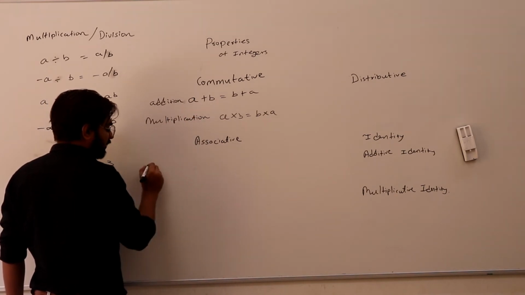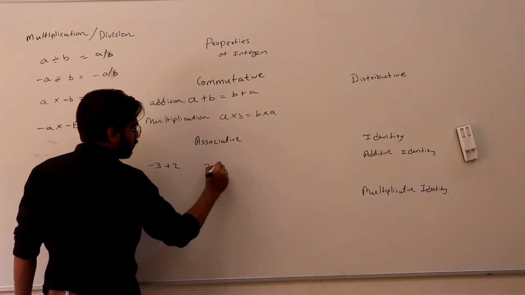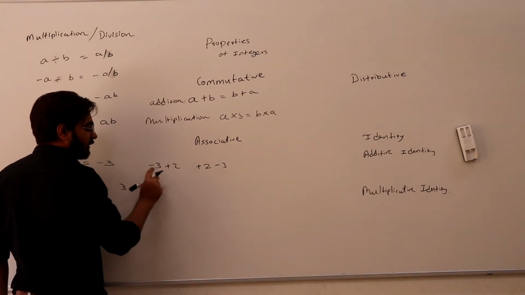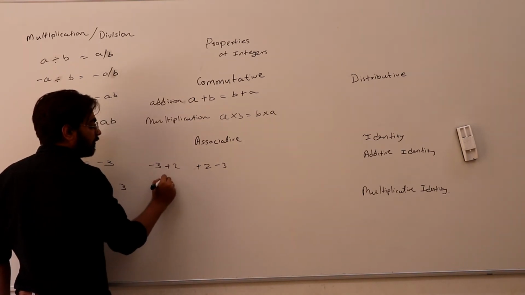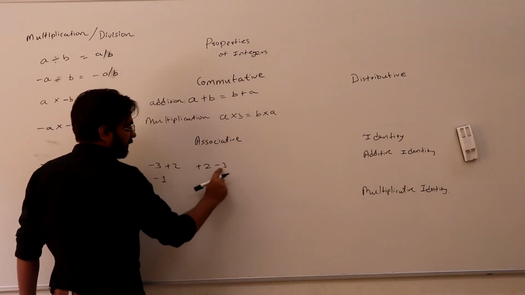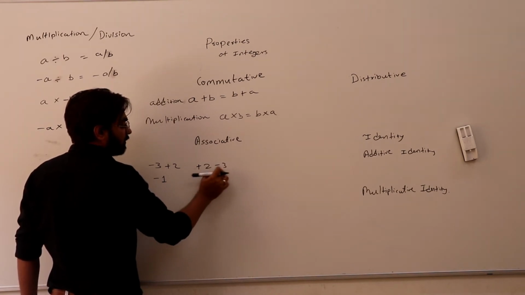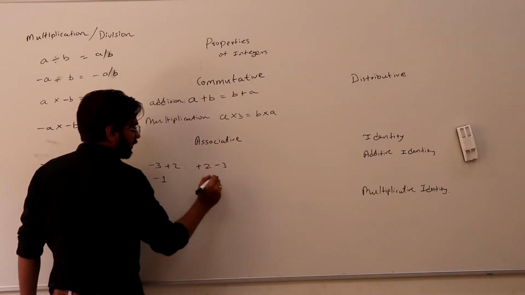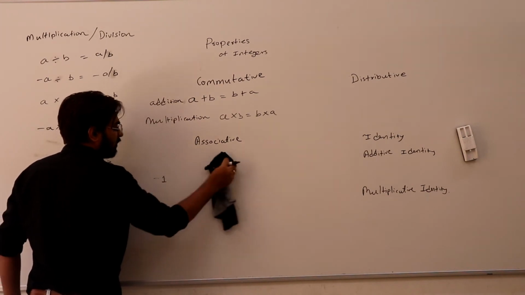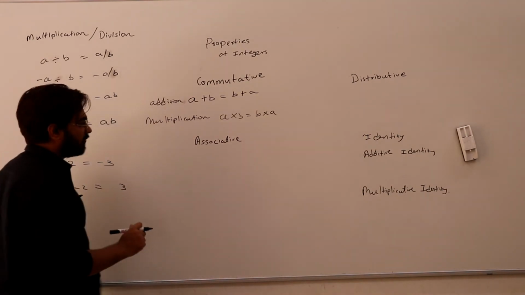Let's check for addition as well. If minus 3 plus 2, or if I do 2 plus 2 minus 3, plus minus minus, so the process is subtraction. 3 minus 2 gives you 1, sign of the bigger number, that is minus 1. Here also plus minus minus, the process is subtraction, bigger number minus smaller number. 3 minus 2 gives you 1, sign of the bigger number, that is minus 1. So in addition also, the sign of A or B, or both being positive or negative, does not matter.